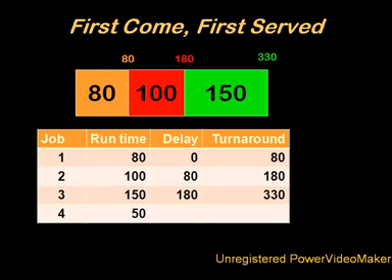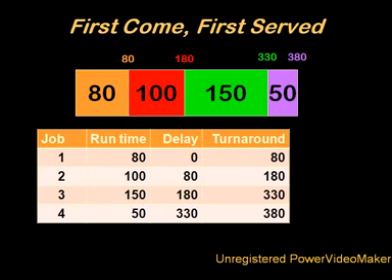Job 3 runs for 150, and finally job 4 runs for his 50. Now, of course, these don't necessarily need to be complete at this point. This could have been until they hit their next wait for user I/O or something like that. But just to keep things simple, we'll consider that as 4 jobs that ran to completion, 4 tasks.